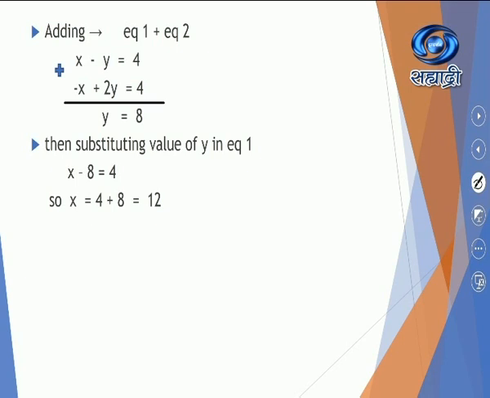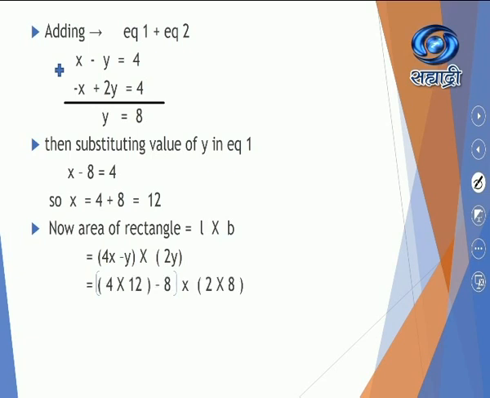But is the sum over here? No. We are asked that what is the perimeter and area of the rectangle. So let us find out the sides of the rectangle. Area of rectangle is basically L into B, that is length multiplied by breadth. Now length is 4x minus y and breadth is 2y. Let us substitute the values over here by putting proper brackets.